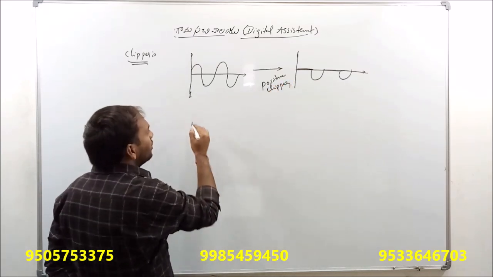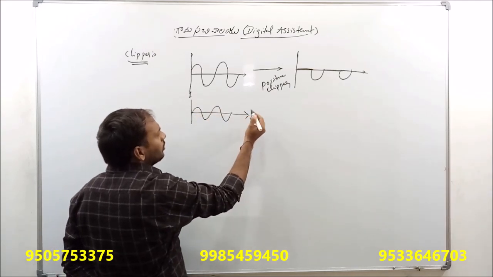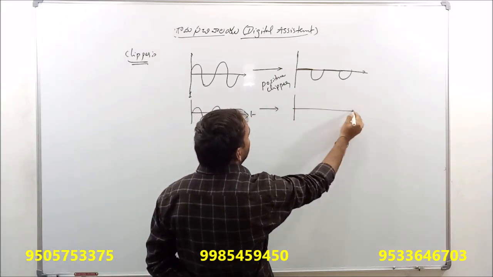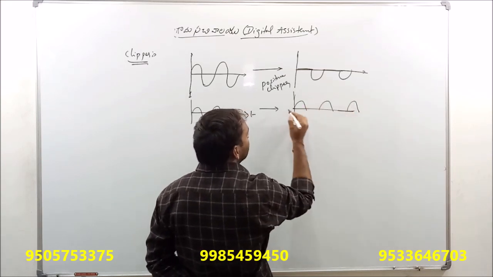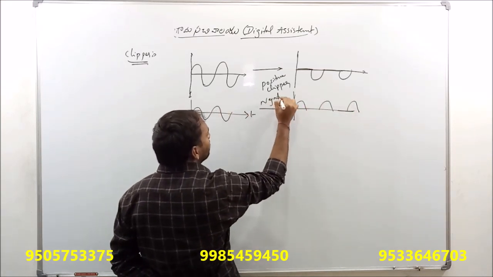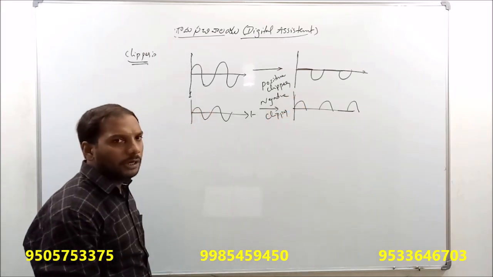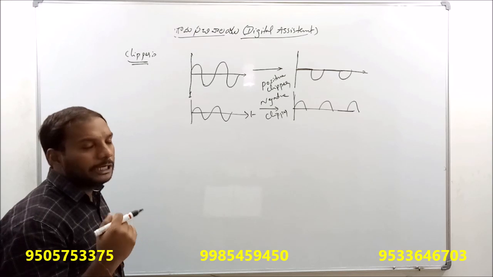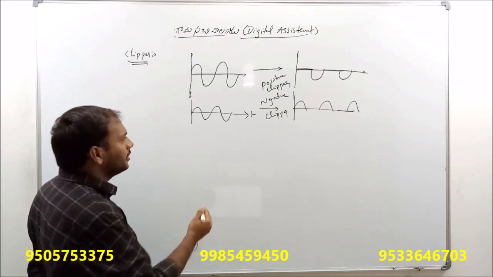Positive clipper. Similarly, if you try to give this as input, this will call it as what? Negative clipper. So we'll get only positive peaks. This is negative clipper. Or you can clip the waveform depending upon requirement by keeping some reference voltages also.